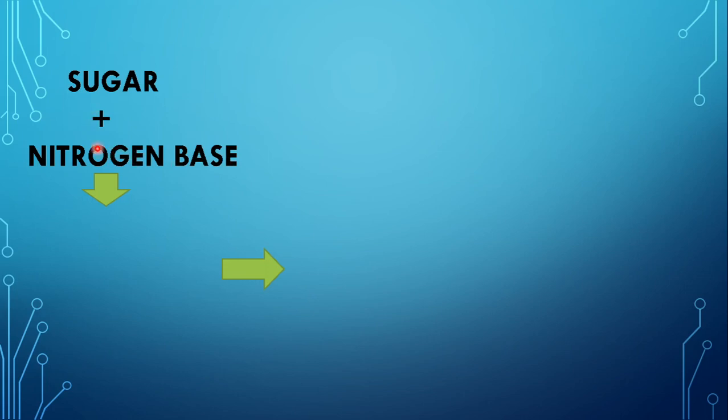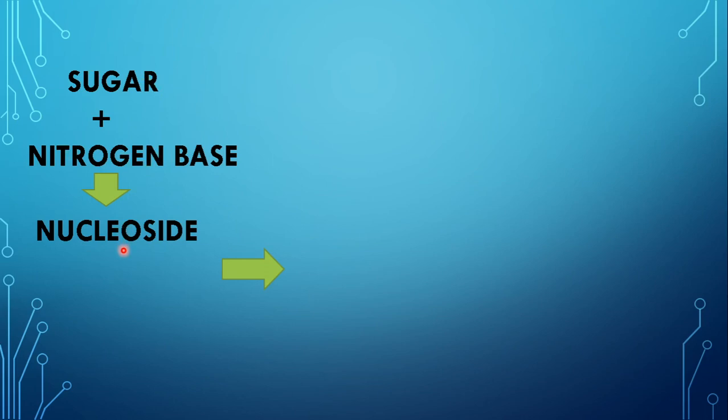It forms a glycosidic bond at the first position of the sugar. Whether it's deoxyribose or ribose, whatever it may be, the first position of the sugar will form a glycosidic bond with a particular nitrogenous base. That structure will be called a nucleoside. The sugar's first carbon forming a glycosidic bond with a nitrogenous base, together these two are referred to as a nucleoside.